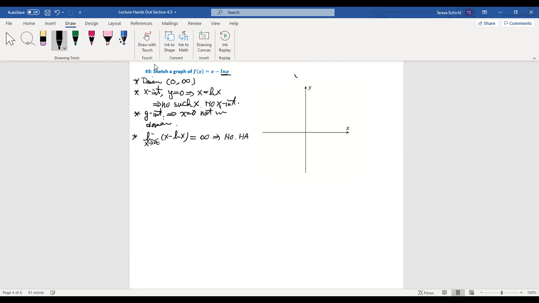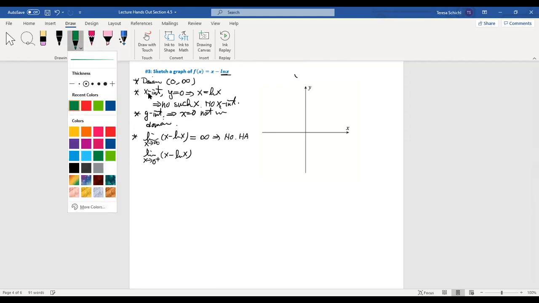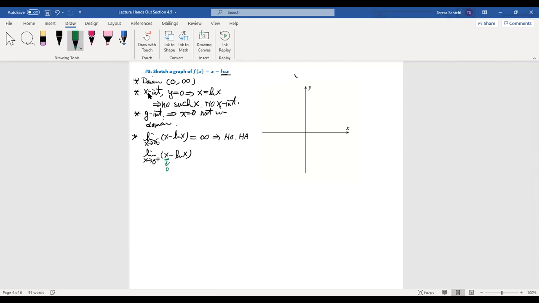Okay, so how about the vertical asymptotes here? Let's see. The limit as x approaches 0 from the right-hand side of x minus natural log x. Let's see what we have here. x approaches 0, and the natural log, when x is getting closer and closer to 0, will approach what?